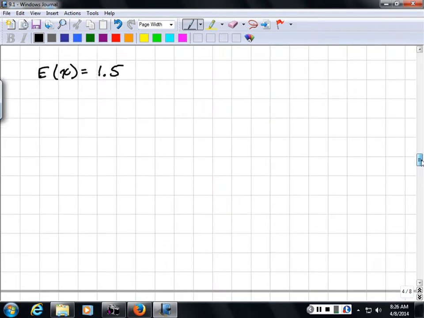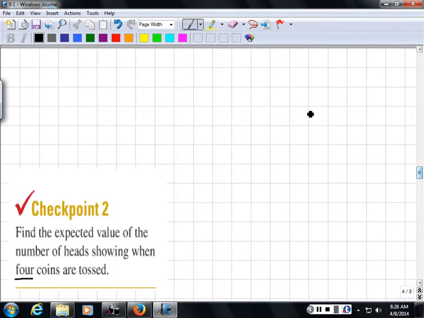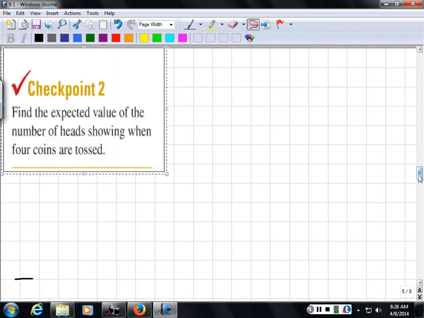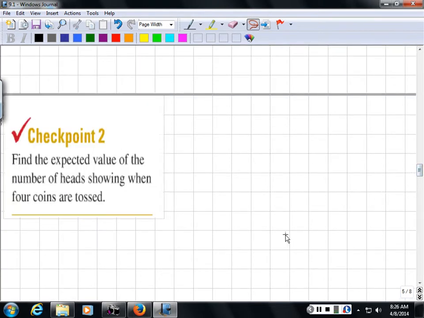So let's look at checkpoint number 2. This one says find the expected value of the number of heads showing when 4 coins are tossed. Well, to do this, I want to go ahead and determine my probability distribution. That's the first step. So we're going to create the probability distribution.